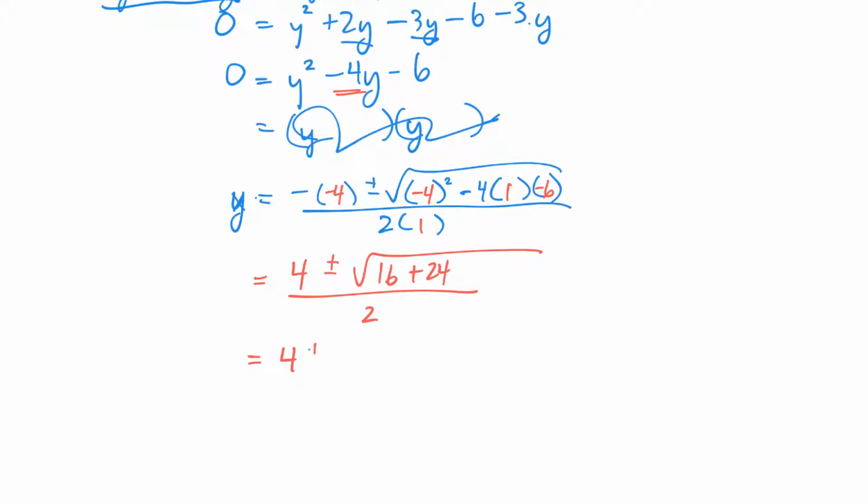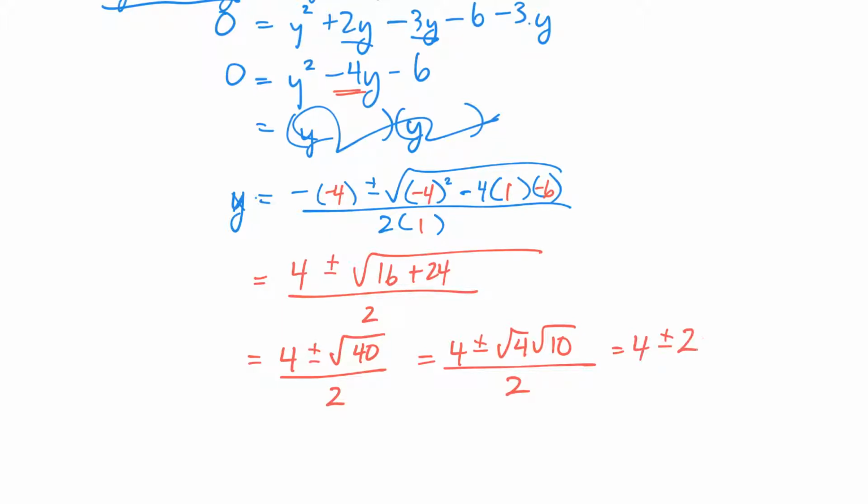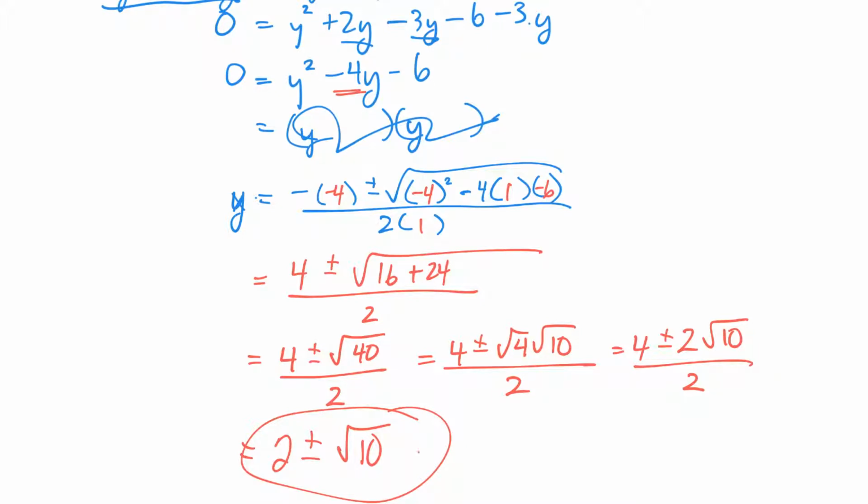So 4 plus or minus the square root of 16 plus 24, that's 40, over 2. I can simplify that square root. It'd be square root of 4 times square root of 10 all over 2, which is 4 plus or minus 2 root 10 all over 2. And then the 2 will divide evenly into both things up top there. So I'd write it as 2 plus or minus root 10, or just leave it without the 1. So there would be my answers. These would be the exact answers.